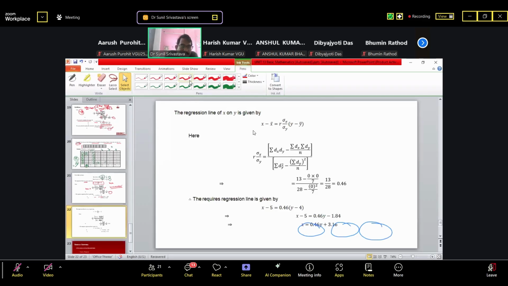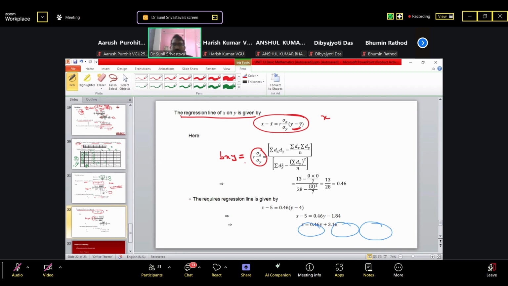Similarly, the regression line x on y is also given by the expression x minus x bar equals r sigma x upon sigma y, times y minus y bar. And this expression is bxy, the regression coefficient of the line x on y. It has the same expression as before, but with x replaced by y.